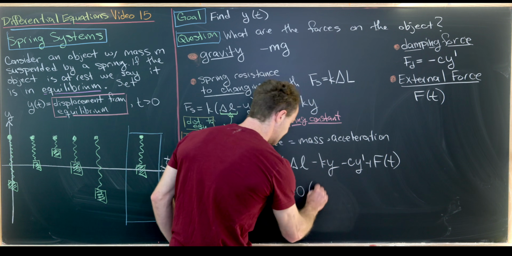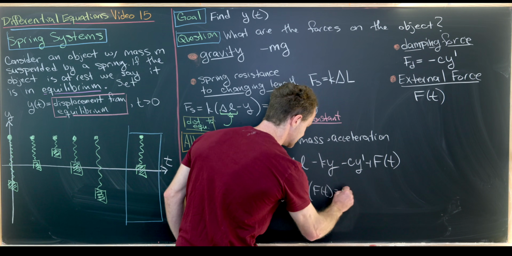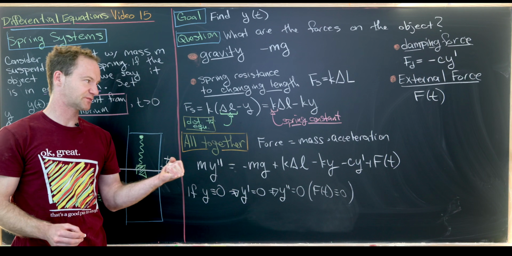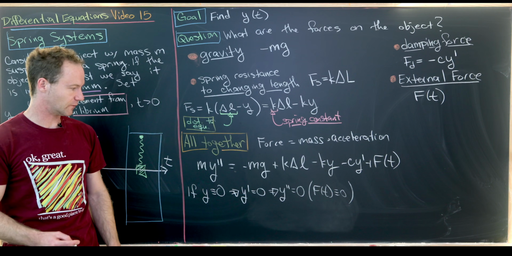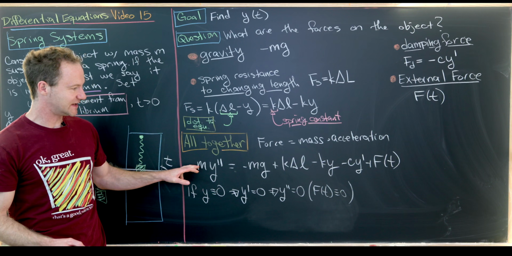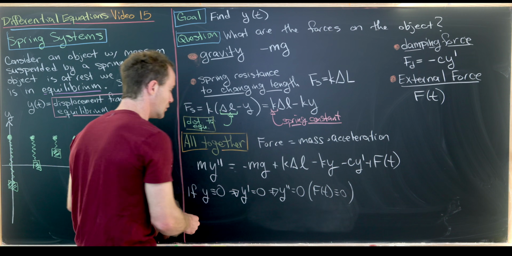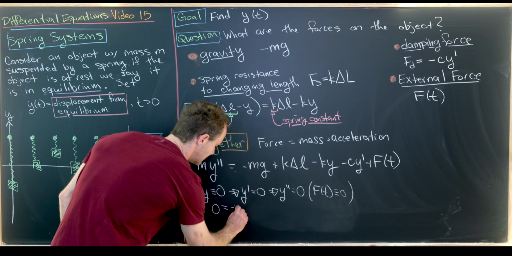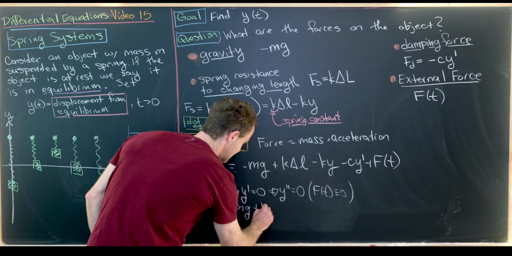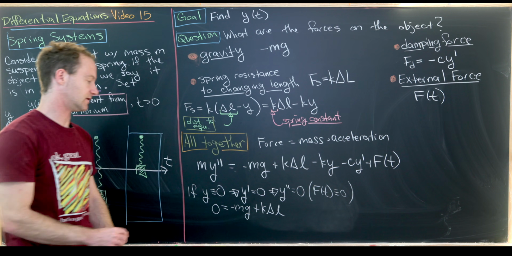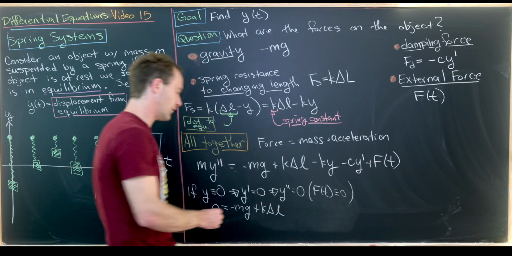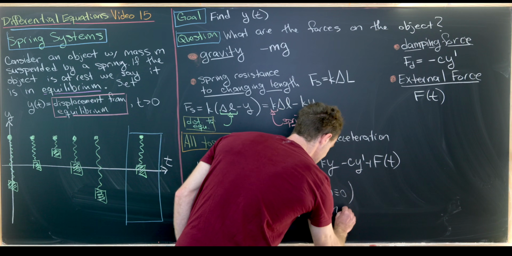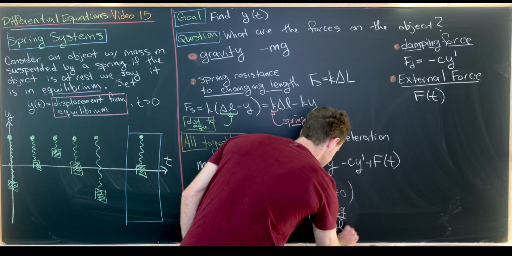Furthermore, let's also look at the case when f of t is identically 0. Because if the object is peacefully settled at the bottom of this spring, we can assume that there's no external force. Okay, so plugging that into our above equation, we'll cancel everything out until we have 0 equals minus mg plus k times delta L. But look, we can solve that for the spring constant, and that's really important. So we have k equals m times g over delta L.